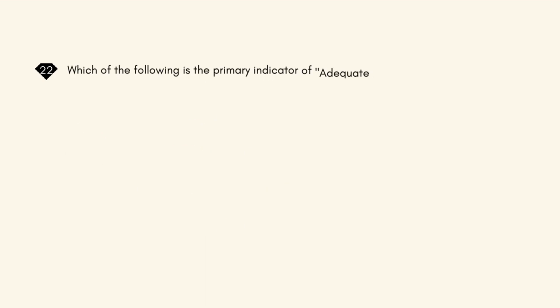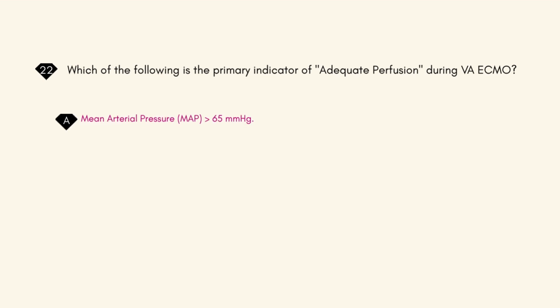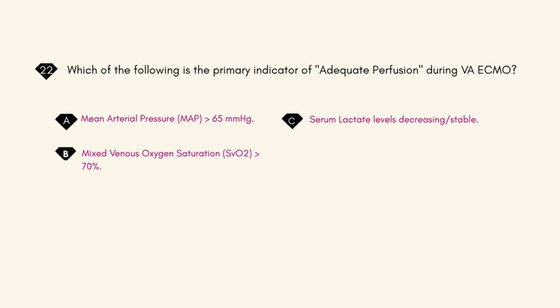Which of the following is the primary indicator of adequate perfusion during VA ECMO? A. Mean arterial pressure, MAP, greater than 65 mm of mercury. B. Mixed venous oxygen saturation, SvO2, greater than 70%. C. Serum lactate levels decreasing/stable. D. All of the above.